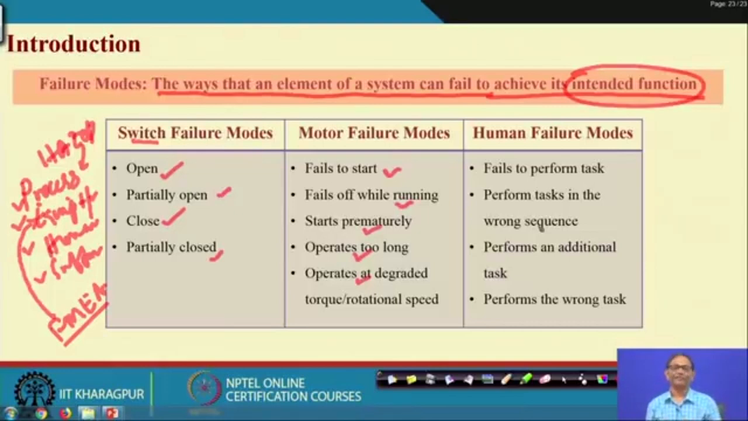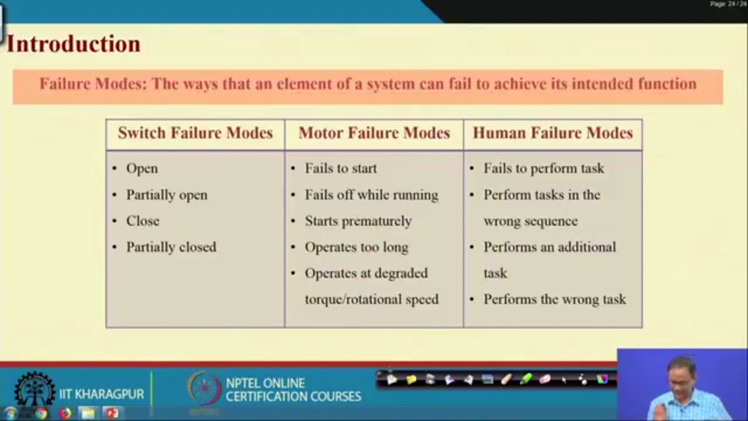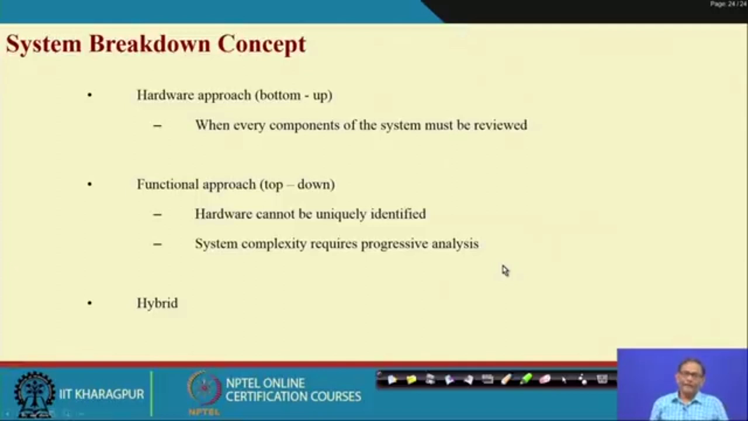HAZOP and FMEA. In HAZOP, it is more of process parameters and their deviation, and in FMEA it is more of the hardware part, every component or the part of a component, how they are going to fail, and that is what is basically discussed here. So, if you want to do FMEA, you have to first break down the system up to component and part level. That is very, very important, because FMEA is usually at the component level.